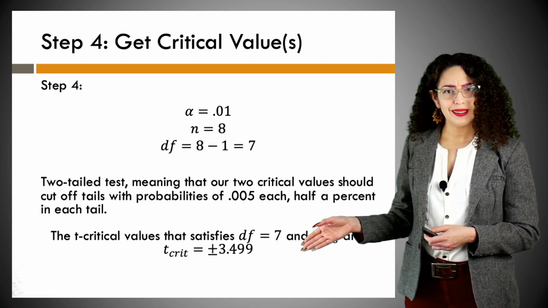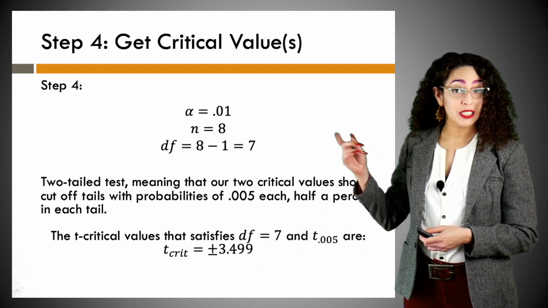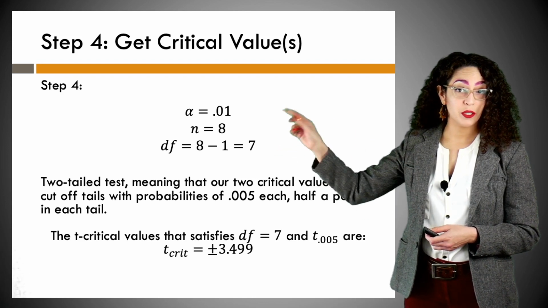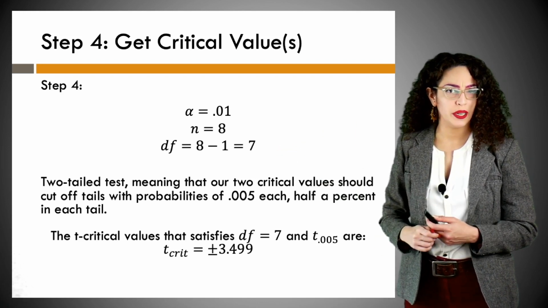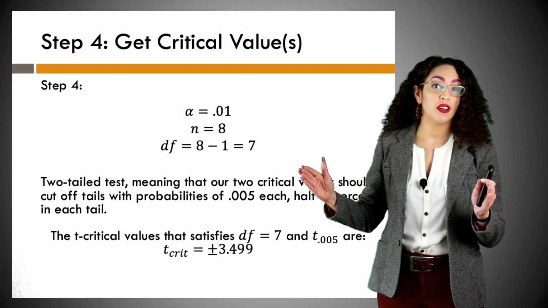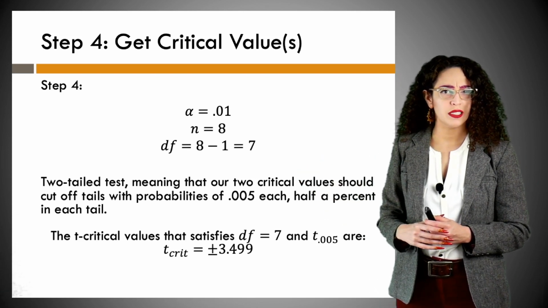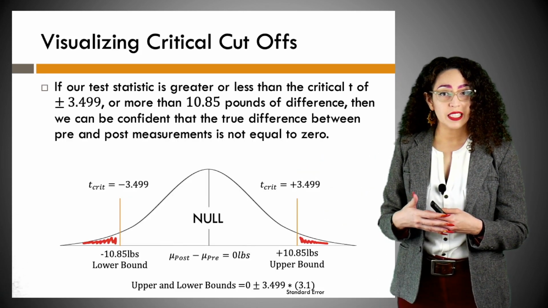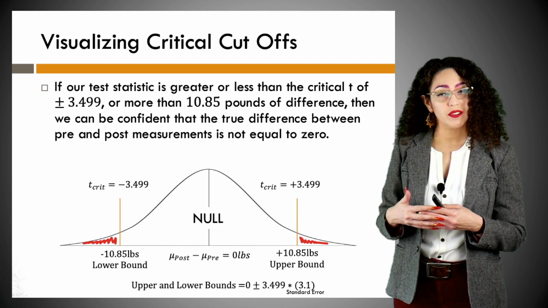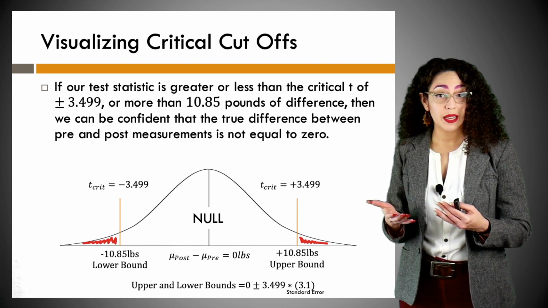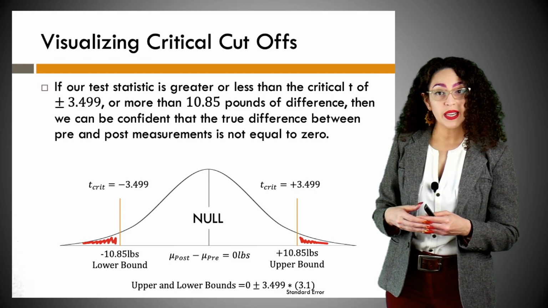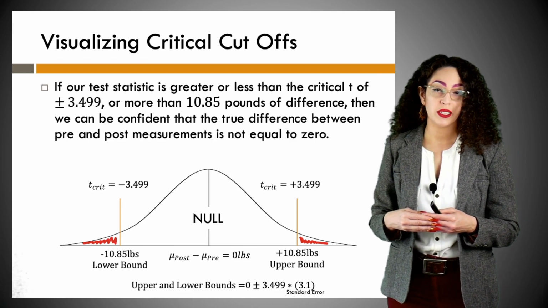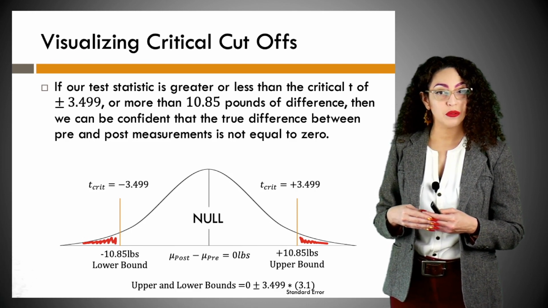Why is it so big? Well, because we have very few degrees of freedom and because we are testing at 0.01, which is very strict. So that value is being pushed out further to the tails and it's going to be harder to find significance. If our test statistic is further out than 3.499 or more than 10.85 pounds of difference, then we can be confident that the true difference between the pre- and post-test measurements is not equal to 0.